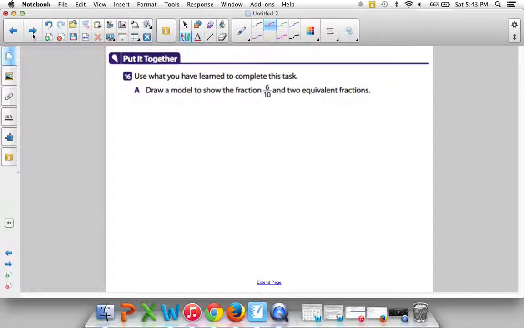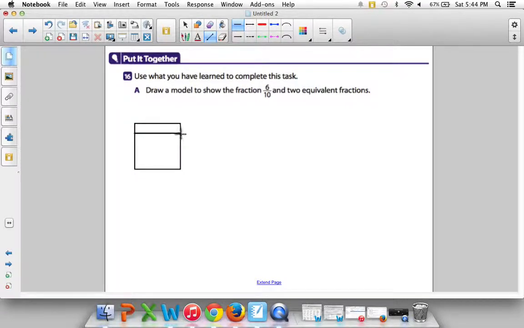Draw a model to show the fraction 6/10 and two equivalent fractions. So there's a couple things we have to do here. First, we got to draw a model. And if I were you, I would start with a simple square. Why not? Boom. Now ask yourself, how many pieces need to be in this square? There needs to be 10 pieces. We know that because we see a 10 in the denominator, the bottom number of the fraction.